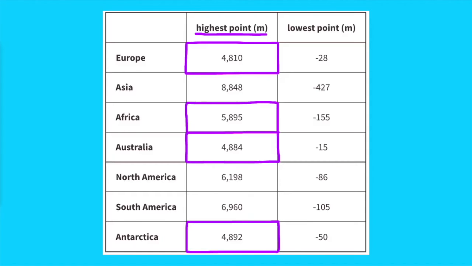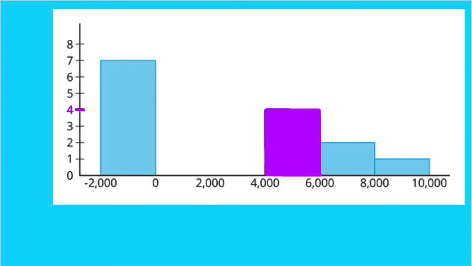The highest elevation of these 4 continents are very close, so they'll be represented together in one column on the histogram like this. This column reaches a height of 4 units vertically. That represents 4 continents. And horizontally, it ranges from 4,000 to 6,000. That means that 4 of the continents have a highest elevation that falls between 4,000 and 6,000 meters.